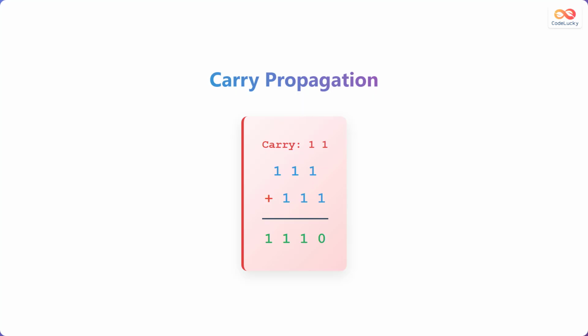Here's an example illustrating carry propagation. Notice the carries at the top of the addition problem, 111 plus 111. Starting from the right, 1 plus 1 equals 10, so we write down 0 and carry 1. Then, in the next column, we have 1 plus the carry 1, which equals 11, so we write down 1 and carry 1, and so on. The final result is 1110.